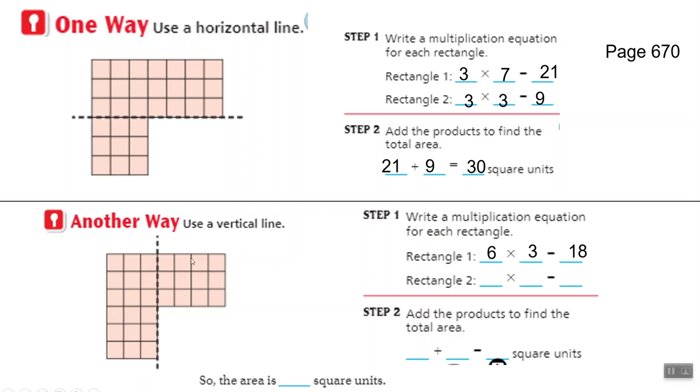What about rectangle number 2? The length is 3 and the width is 4. So 3 times 4 equals 12. And now we will add the products to find the total area. 18 plus 12 equals 30. So the area is 30 square units.